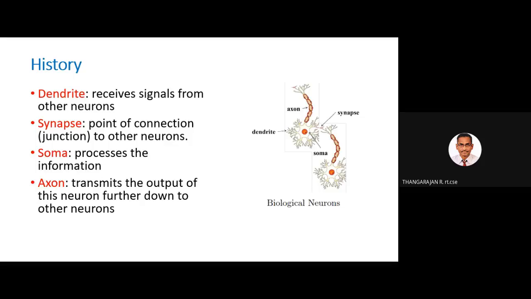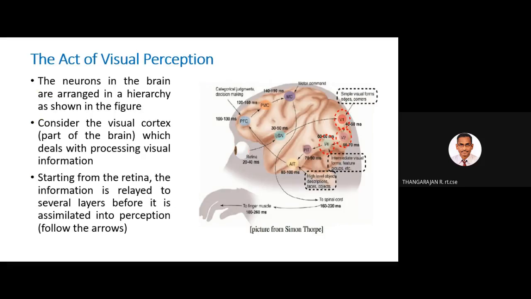And next we see how the brain works with a simple example, the act of visual perception. There are several regions in the brain. So we take one such region, the visual cortex. The visual cortex is the region situated at the back of your head. Here you see the visual cortex, and it is not a single mass of cells, but again a layered structure.